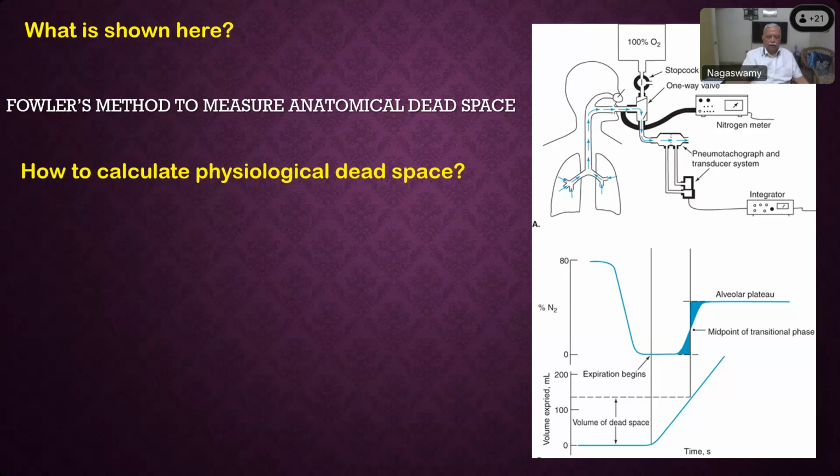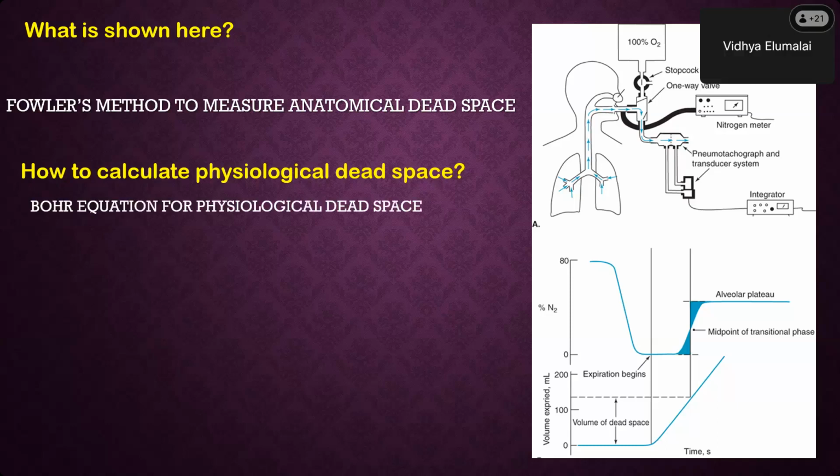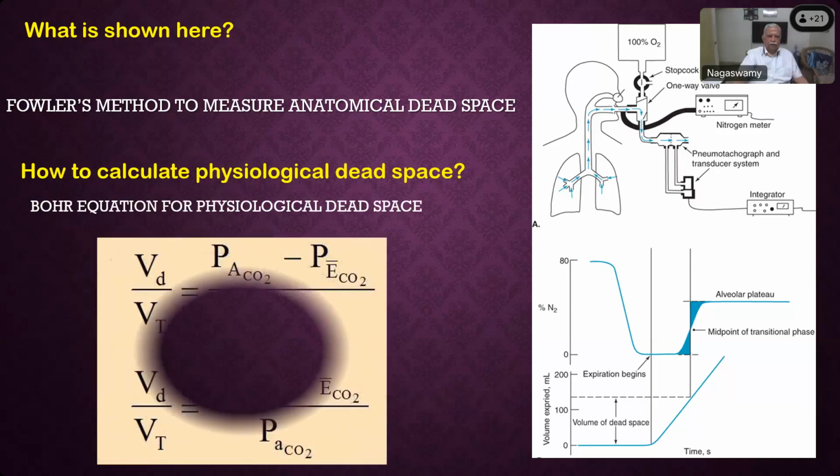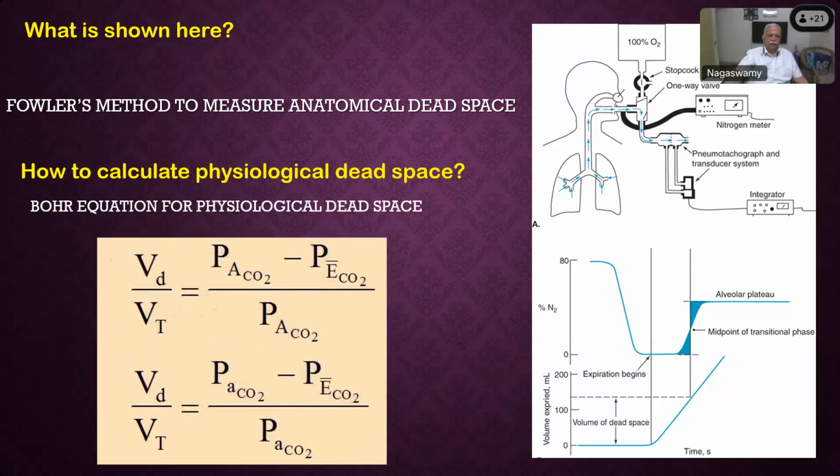So how to calculate that? By Bohr's equation. Very good. Bohr equation for physiological dead space. This is the equation: Vd by Vt, that is dead space by tidal volume. Earlier it was, what is the difference here? The capital A is here, here small a is here. One is alveolar carbon dioxide, this is arterial carbon dioxide.